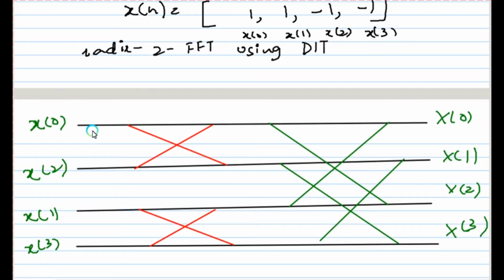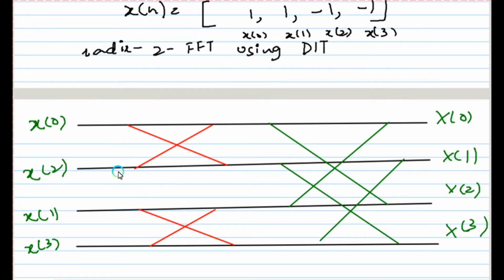Okay. So this is the basic structure of the butterfly diagram for 4-point DFT, radix-2 FFT using DIT, decimation in time. Also we know in DIT the multiplication by twiddle factor is before the butterfly, or before the summation, whereas in case of DIF it is after the summation. And in case of DIT we have 2-point DFTs first, then followed by 4-point, then 8-point, and so forth. Whereas in case of DIF we have 8-point first, then 4-point, then 2-point, and so forth.